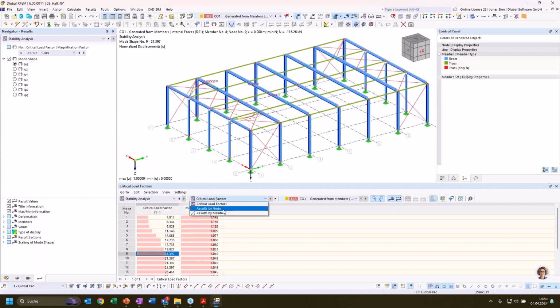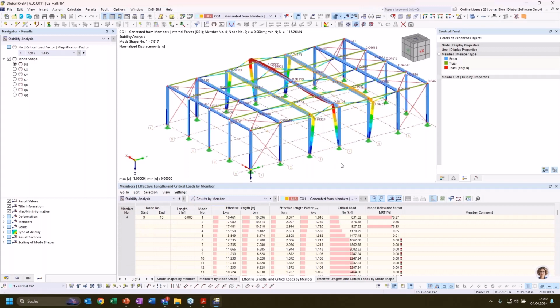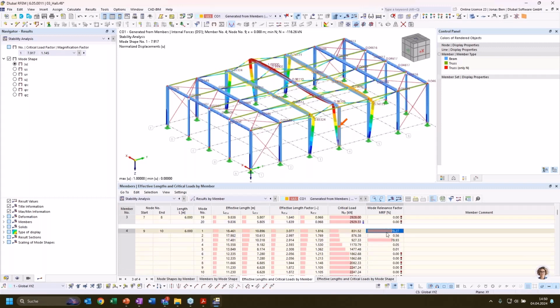And in order to filter these out, I can again use the mode relevance factor. So I just go to the table effective length and critical length by members, click on my member number 4. I get the whole table here. So I get the mode relevance factor for all 20 mode shapes that I have calculated, and I see that only in 2 of these mode shapes my column member is really participating in this mode shape. So these would be the only 2 mode shapes that would be suitable for extracting the buckling length.